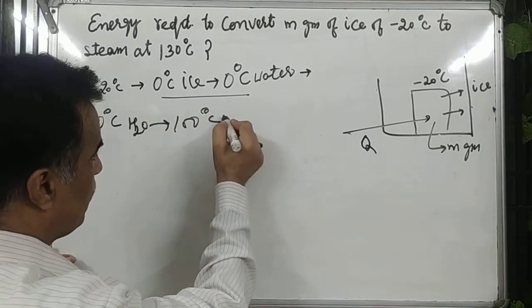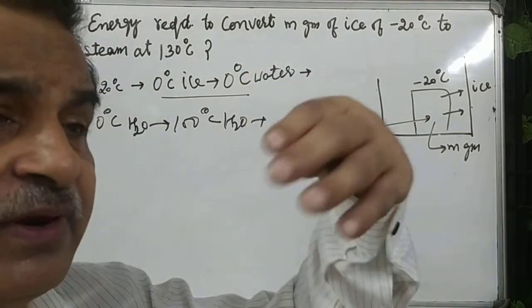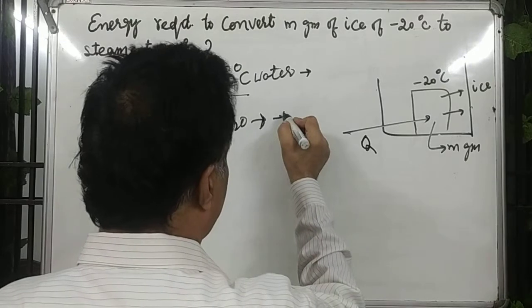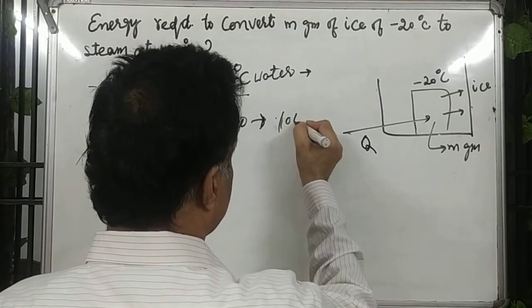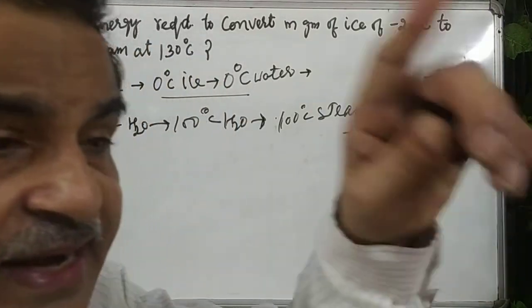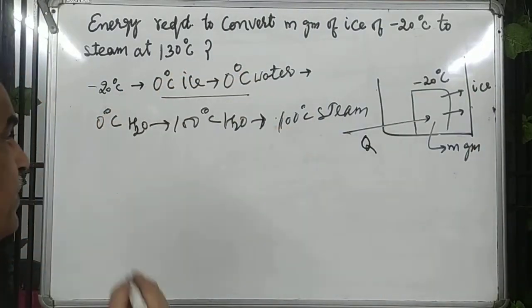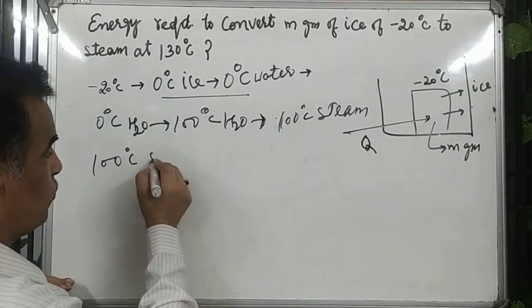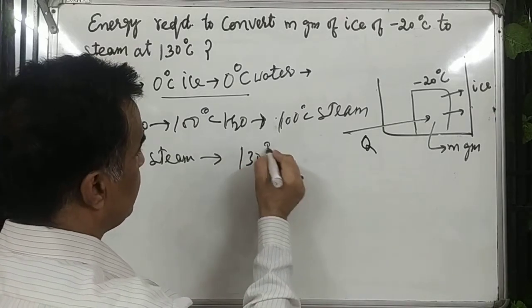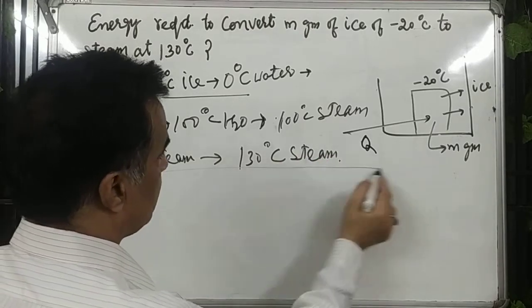and it converts water H2O at 0 degrees Celsius to 100 degrees Celsius water, and on further heating, 100 degrees Celsius water will convert into steam. So that is steam at 100 degrees Celsius, and on further heating, steam at 100 degrees Celsius will convert into steam at 130 degrees Celsius. So further, steam at 100 degrees Celsius converts into steam at 130 degrees Celsius. This conversion will take place.